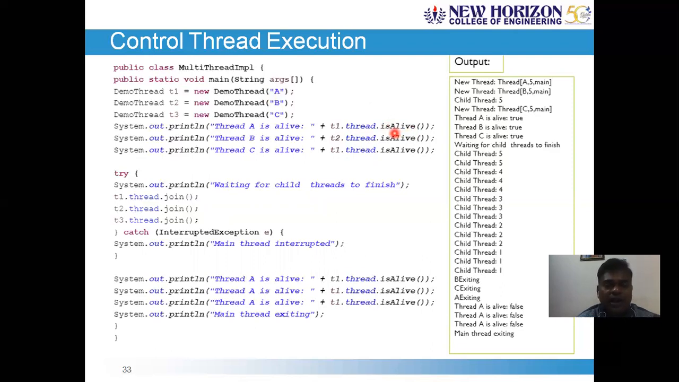For that, you can make use of the isAlive method. Similarly, do it for thread 2, T2, and again we can test whether T3 is still running, with T3 dot thread dot isAlive. Once you've tested whether these threads are alive or not, you can observe the output here. New thread, and child thread 5, and you can test thread A is alive: true, true, true. Threads A, B, and C are running now.